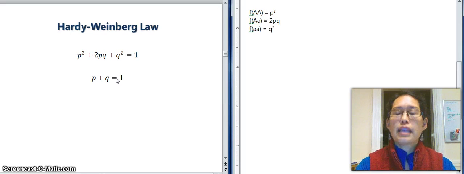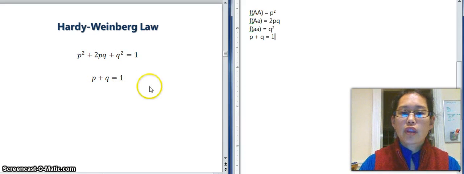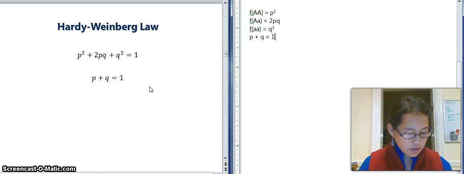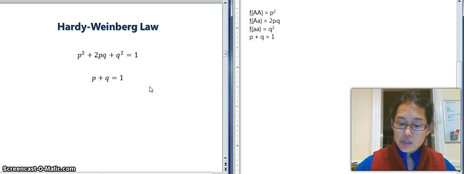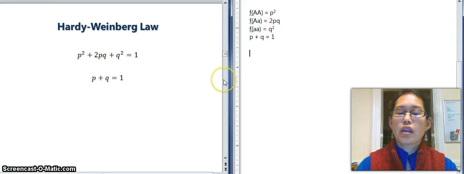And as always, regardless of whether or not you're in Hardy-Weinberg equilibrium, P plus Q needs to equal 1. So that's a given. This is really what Hardy-Weinberg is about. These are the genotypic frequencies that you would expect under Hardy-Weinberg, and then allelic frequencies are what they are. All right, so this is going to be true under Hardy-Weinberg equilibrium.